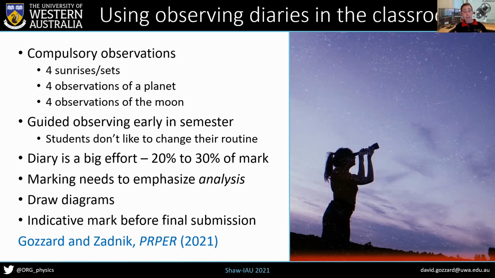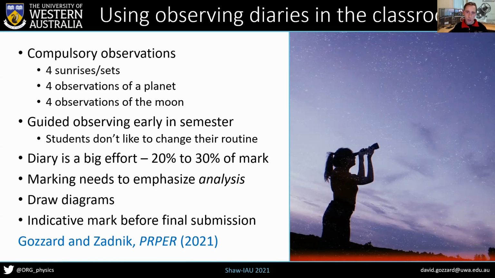The diary is a big effort on the part of students as well as on the assessor. And so to reflect that effort, the diary should be 20% or more of the weight of the entire unit mark. And that marking needs to emphasize analysis of what they saw. A lot of students just turned in diaries that just had observations and no reflection or analysis, that didn't chain the observations together to see how the sky had changed over time.